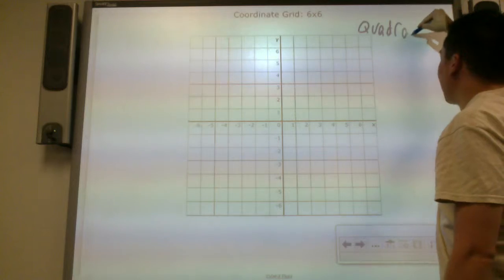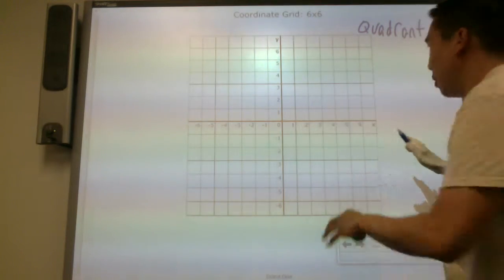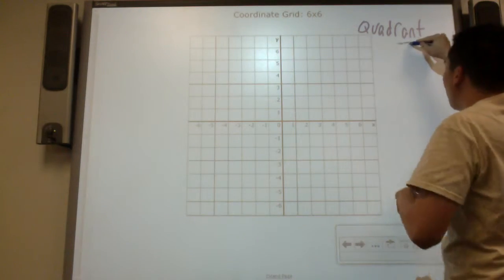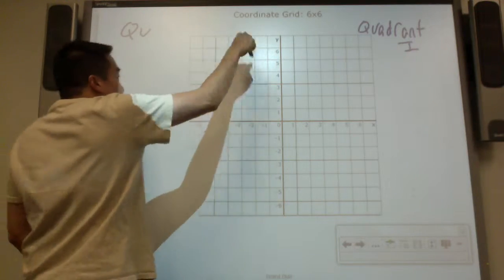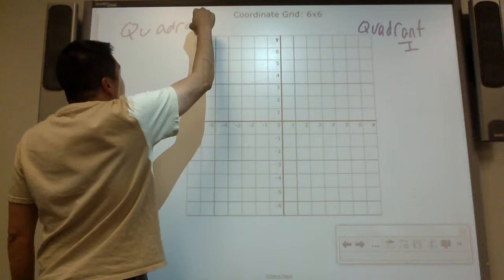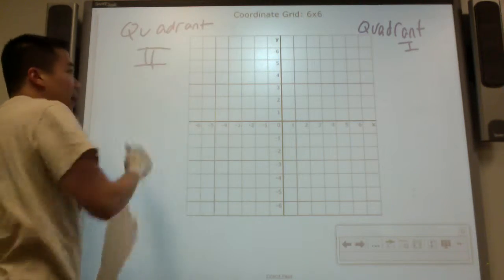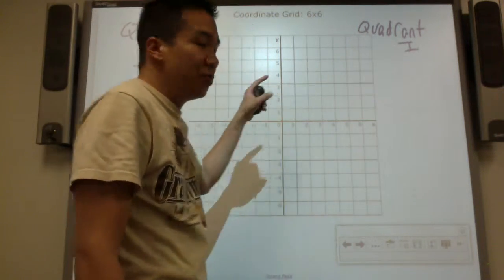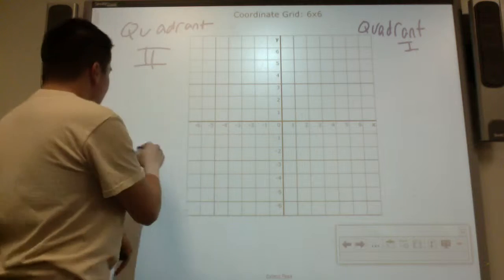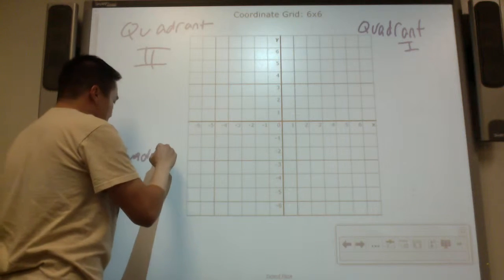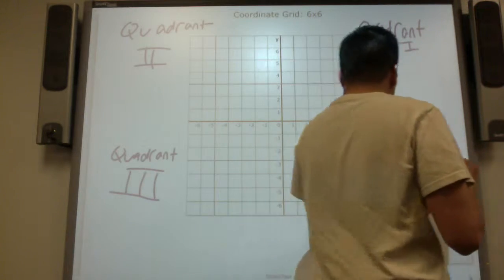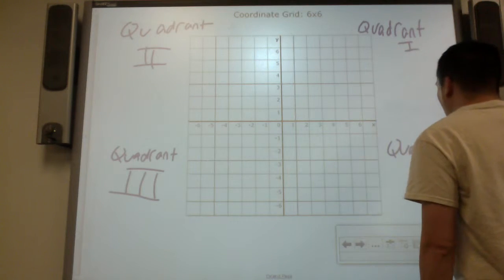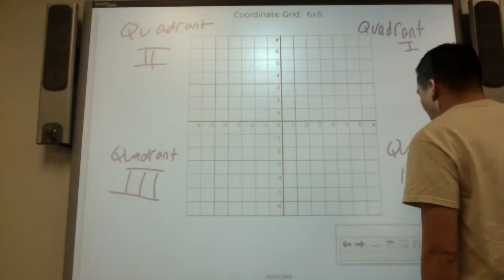The way I think about quadrant is area, boundary. This is quadrant 1. To the left of it, this is quadrant 2. As you know, I use Roman numerals. 1, 2. This is quadrant 3. So 1, 2, 3. This must be quadrant 4.